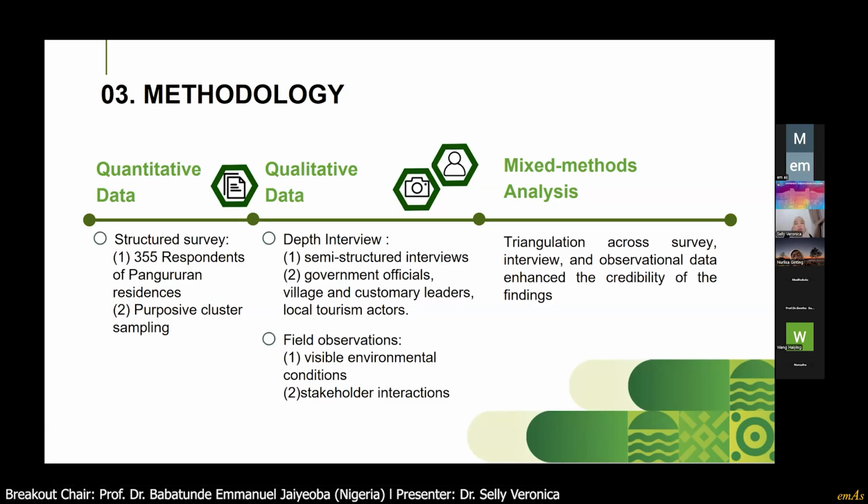And in the field observation, we collected visible environmental conditions and stakeholder interactions. In this research, we used triangulation across the surveys, interviews, and observational data to enhance the credibility of the findings.